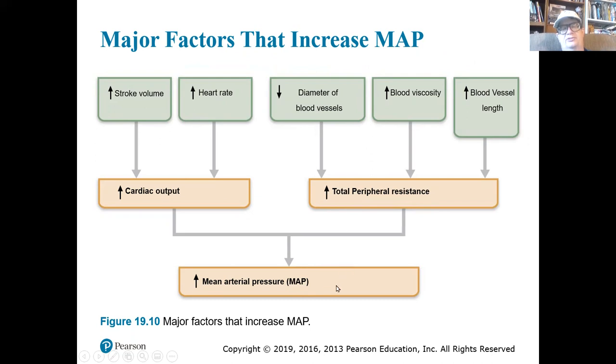And then we have the pressure go up. So any of these things that increase resistance, blood viscosity, blood vessel length, the diameter of the blood vessel dropping, those are all going to drive peripheral resistance up. And that will increase mean arterial pressure. Great.